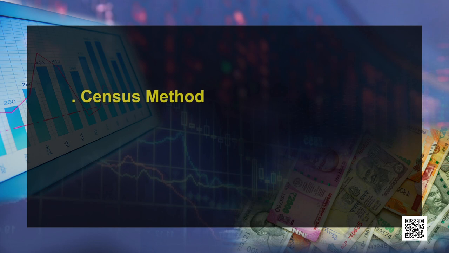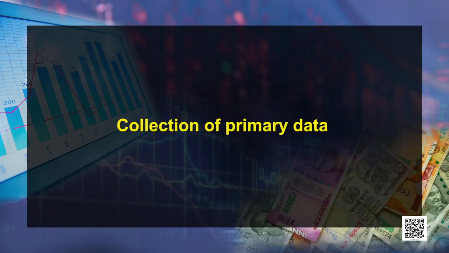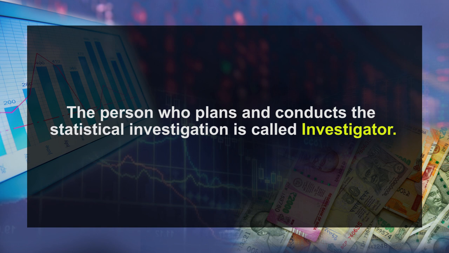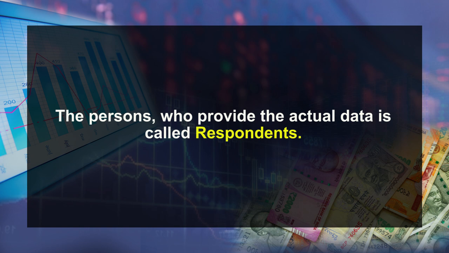The primary data may be collected either by census method or the method of complete enumeration, where all individual units in the region are covered, or sampling method, where only a fraction of the total population is covered. Collection of primary data. The person who plans and conducts the statistical investigation is called the investigator. Those who go out to the field to collect the actual data are called the enumerators. The respondents provide the actual data by answering the questions in the questionnaire.